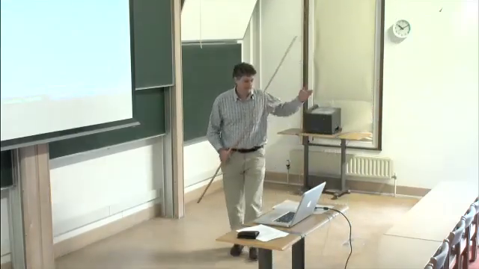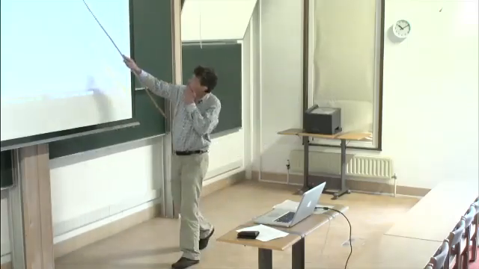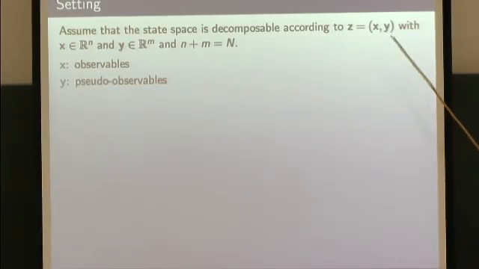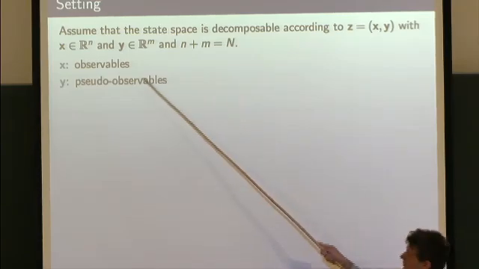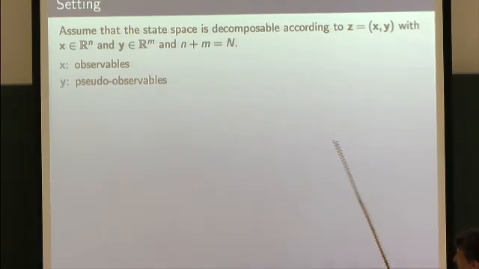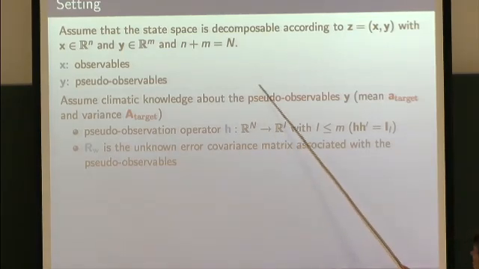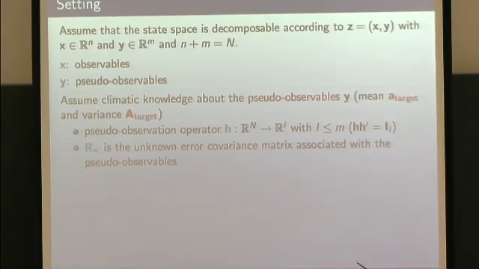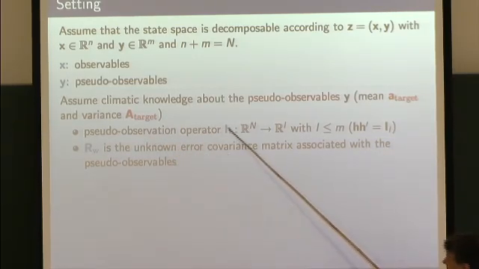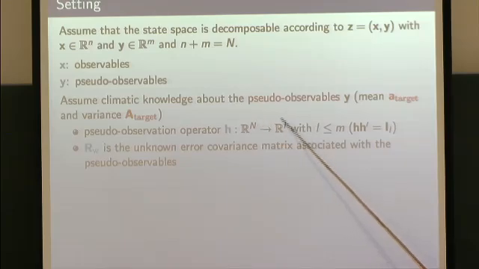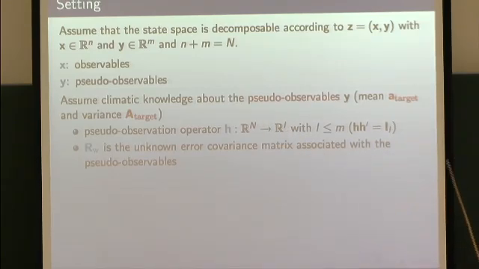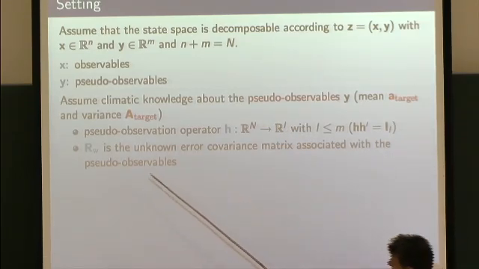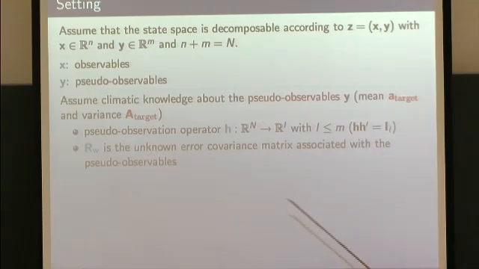So the setting is as before, but now let's say we have our state space. We can decompose it into x and y, where x are the observables and y are the pseudo-observables, for which we only have some climatic information, but no direct information. And let's call this information the mean, small a target, and the variance, a target. Then analogous to the normal observations we have, we now introduce a pseudo-observation operator, small h, that goes from the full state space to a smaller space, the space of the pseudo-observables. And associated with the pseudo-observables, we have an error covariance Rw.